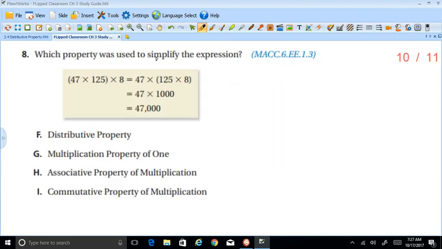Number 8, which property was used to simplify the expression? So let's look at what we're starting with. 47, 125, 8. On the right side, 47, 125, 8. The numbers are in the same exact order, and the only thing that's different is that the parentheses have been regrouped. They've been shifted. Around 47 times 125 on the left, they are now around 125 and 8 on the right. Once we see that the numbers are in the same exact order, and the only difference is that the groupings have been shifted, that's our giveaway. It's the associative property. And of course, it's multiplication, so associative property of multiplication, H is the correct answer here.